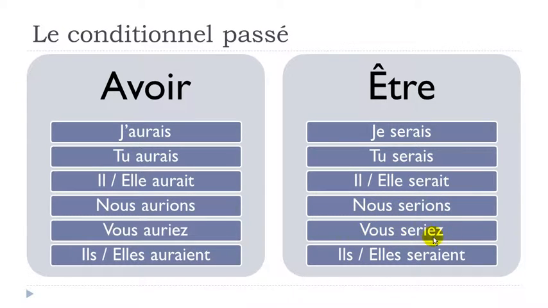Vous seriez. So here when you've got this Z at the end, then you get the sound E, seriez. And the last one, ils serait, A-I-E-N-T here, phonetically it goes like E. Serait, elle serait. So same thing here, we've got serait phonetically, the same sound.